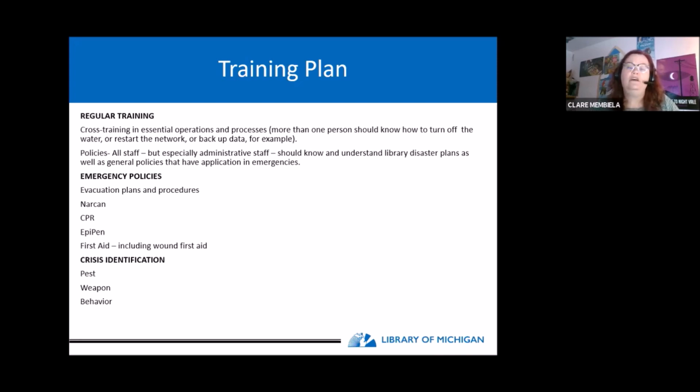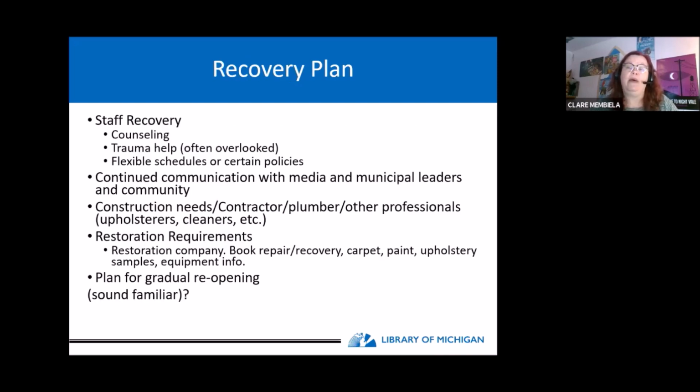Crisis identification. Does someone know what a bed bug looks like? Do you have someone on your staff that can recognize when someone is carrying a weapon? Is there someone on your staff that understands the difference between someone who may have an emotional issue and someone who could present a violence threat? So it's important that each of these things can be a very good crisis management and risk mitigation strategy. And there are lots of training programs out there that are even free.